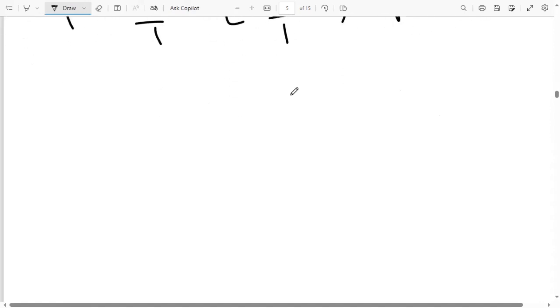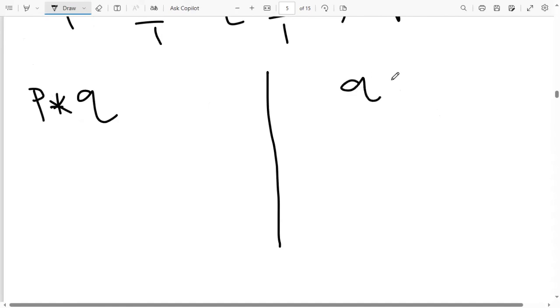So let's start with associativity. So I'm going to draw 2 lines. So associativity means that P star Q should be equal to Q star what? P. All right.